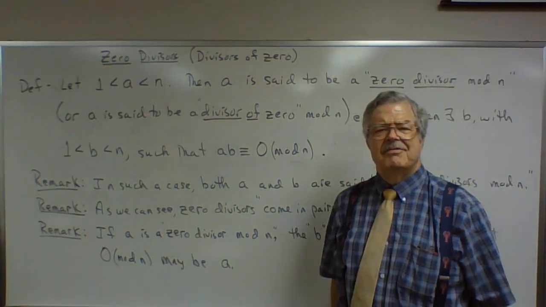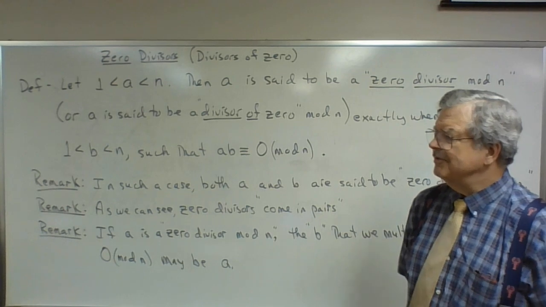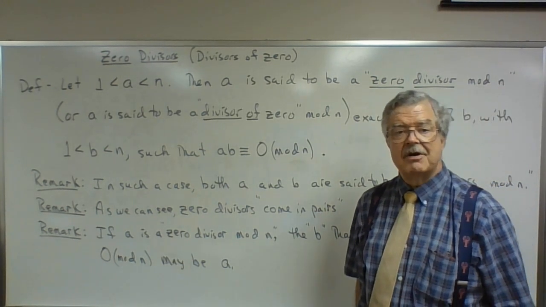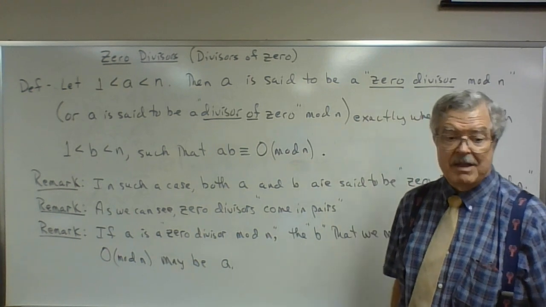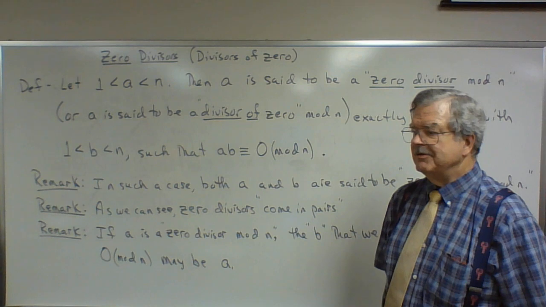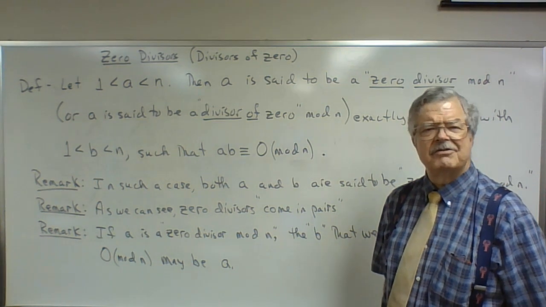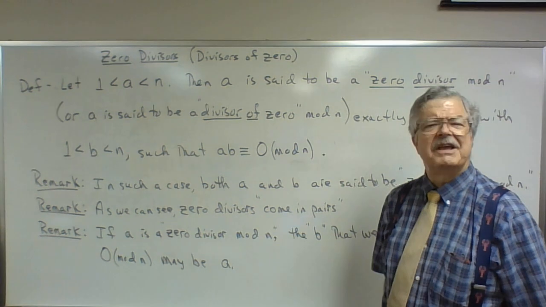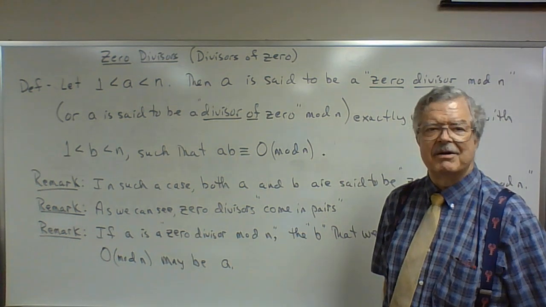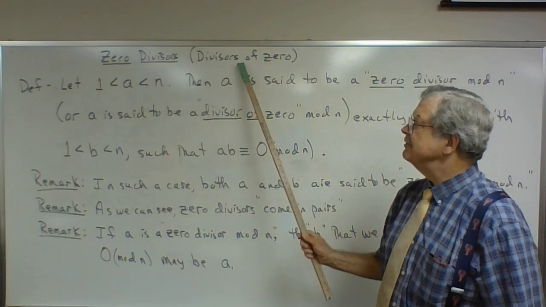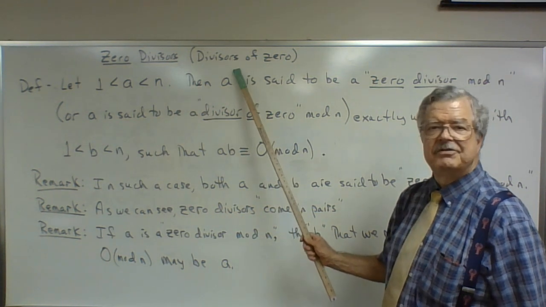I'm going to depart from the direction that the book takes for just a little bit. For those of us who have had some abstract algebra, we may be familiar with this. We may also be somewhat familiar with this if we've had some finite math, or maybe I should say discrete math. That may be a better term. We're going to talk about zero divisors, or divisors of 0.